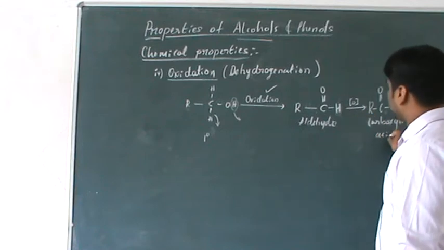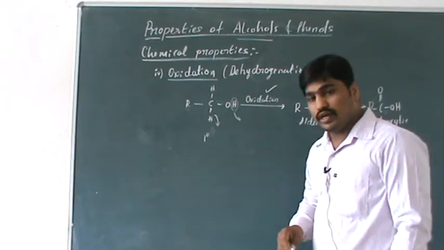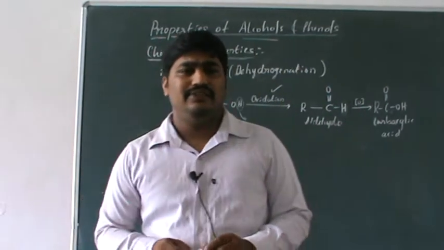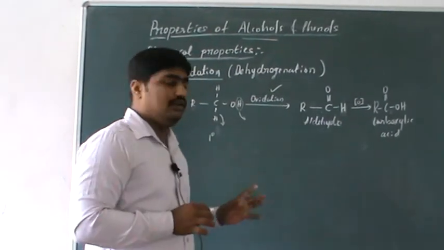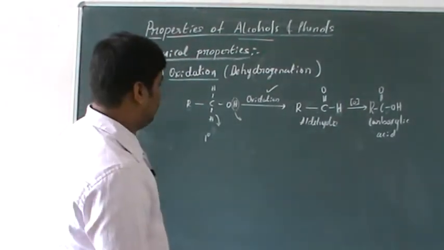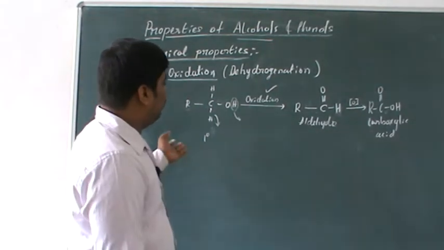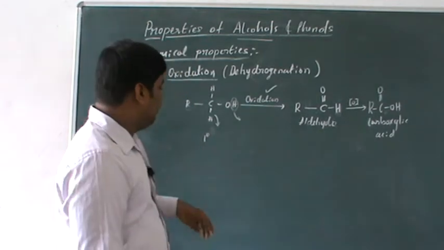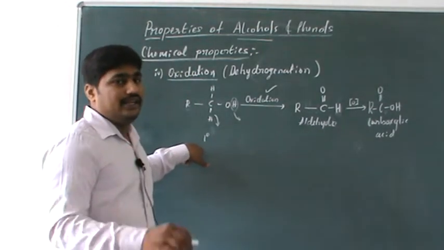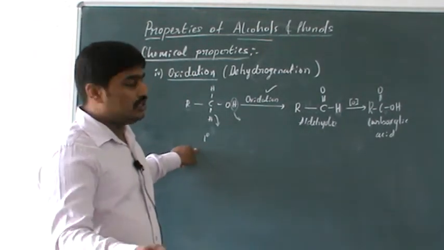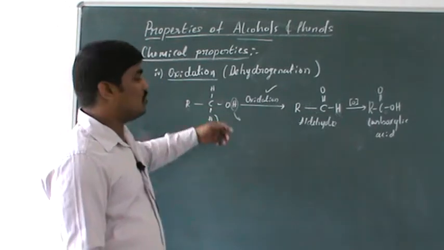Carboxylic acid is converted. The very easiest thing: this is the general manner of oxidation of alcohol. Any alcohol, when it is subjected to oxidation, mainly primary. For secondary, there is another possibility. Tertiary does not show oxidation.